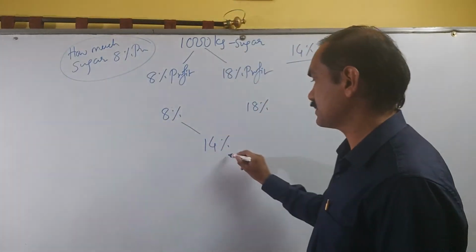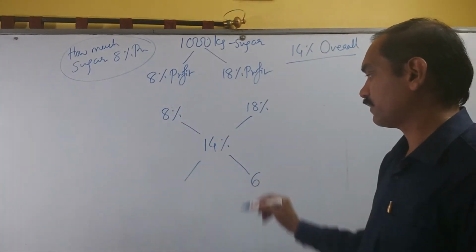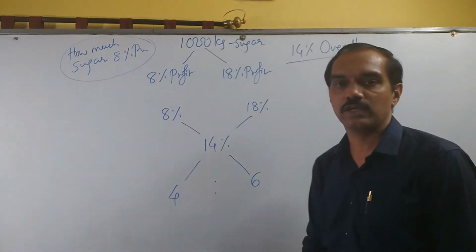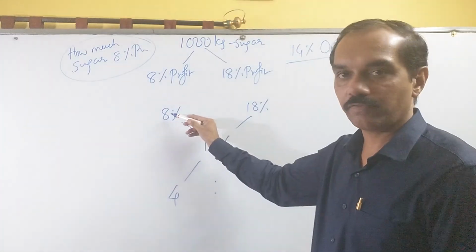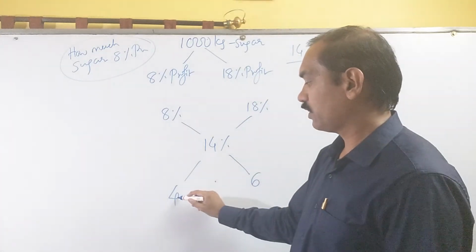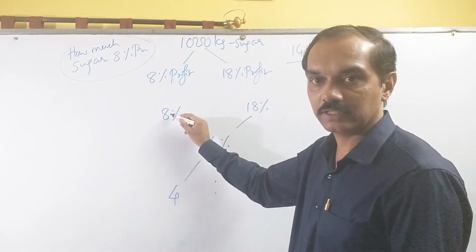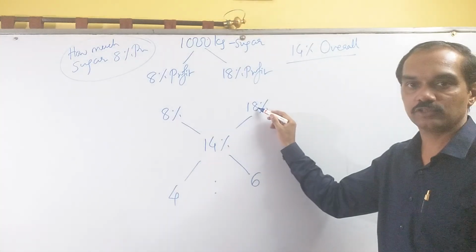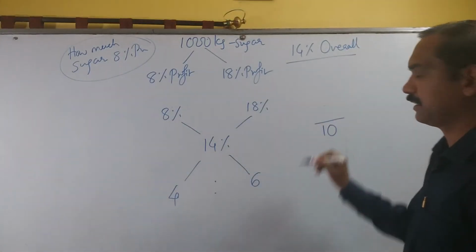The trick goes like this. Just go for crossing 8 and 14. The difference is 6. 18 and 14. The difference is 4. In between always we must put the ratio sign. 4 is related to 8% profit. 6 is related to 18% profit. So 4 kg he has sold. If he sells 4 kg at this much profit, he will be selling 6 kg sugar at this much profit. Meaning 4 kg here, 6 kg here, total 10 kg.